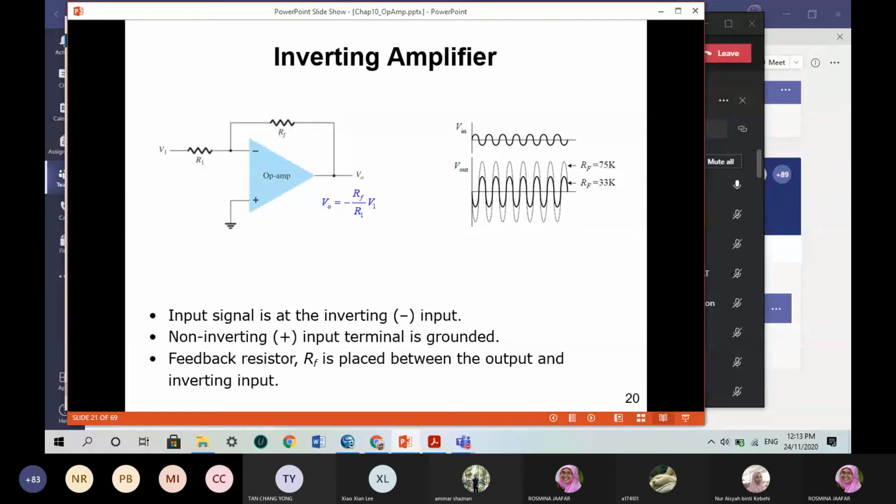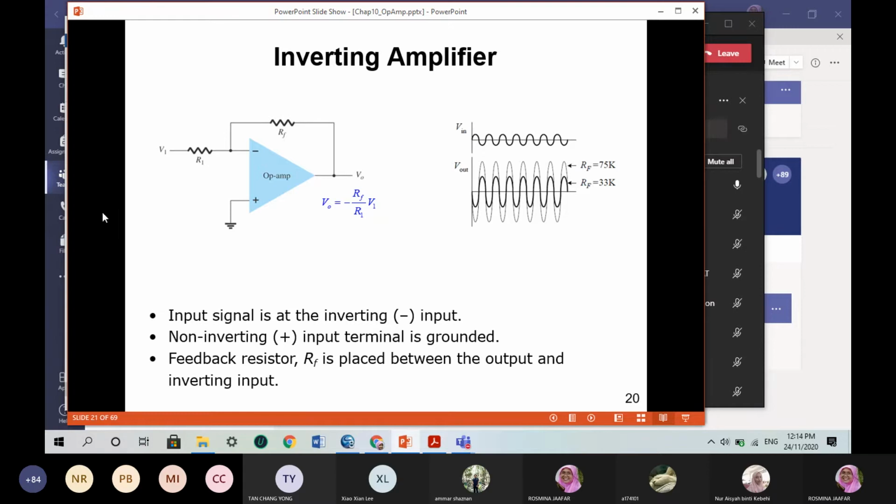Okay, so let's move on with the many different kinds of op-amp application. So first, the basic principle of the nature of the output, whether it is inverting or non-inverting, depends on where you apply the input. If you apply it at the inverting terminal, you will produce an inverting amplifier. If you apply the input at the non-inverting input, you will get a non-inverting amplifier.